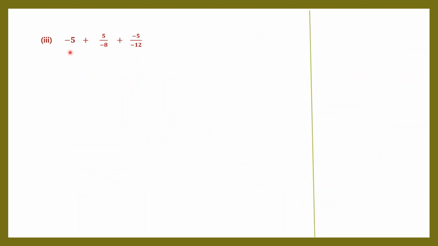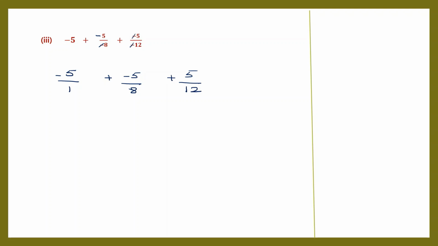Question 3, minus 5. We have to give it the denominator 1. 5 by minus 8. We have to change that minus 8 to 8. And minus 5 by minus 12. Minus 12 also should become positive. So we're going to first change that. Let's remove this minus sign and put it here and cancel these two minus signs. Now let's write down the question. So here we'll have minus 5 by 1 plus minus 5 by 8. Then we have plus 5 by 12. So these are our three rational numbers.